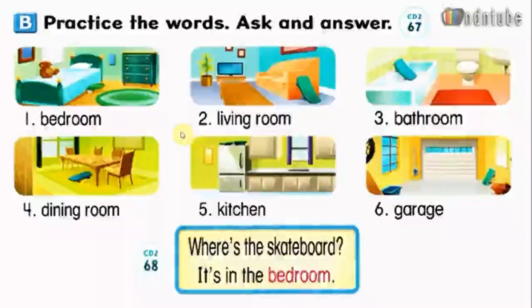Number one. Where's the skateboard? It's in the bedroom. Number two. Where is the skateboard? In the living room. Next to the sofa. Here we said under, here next to.